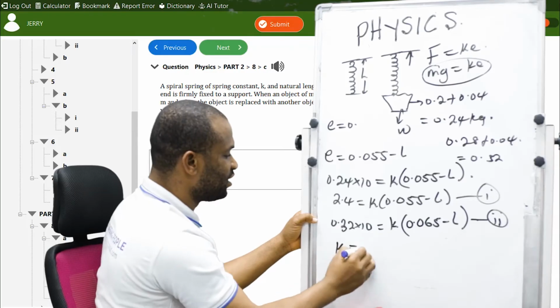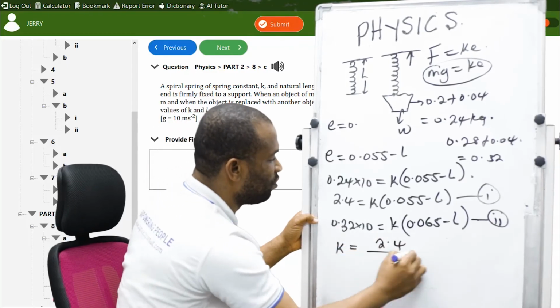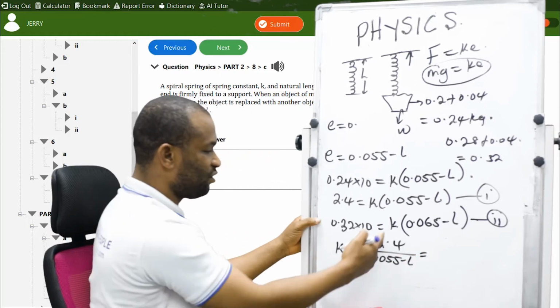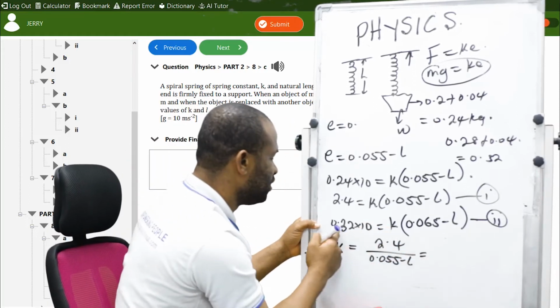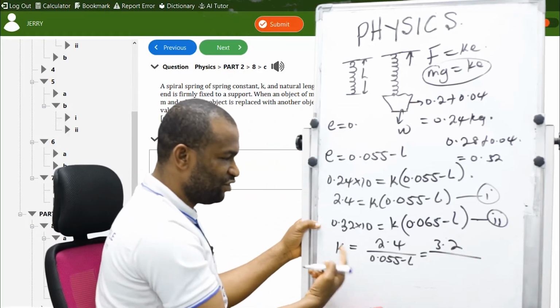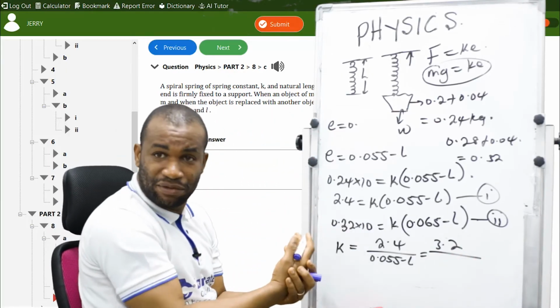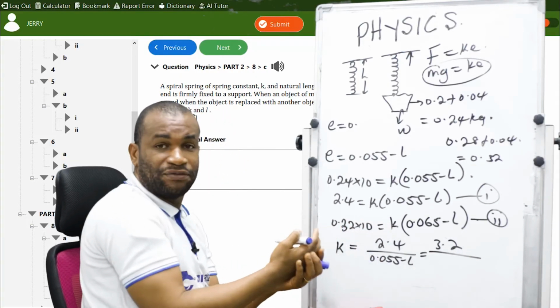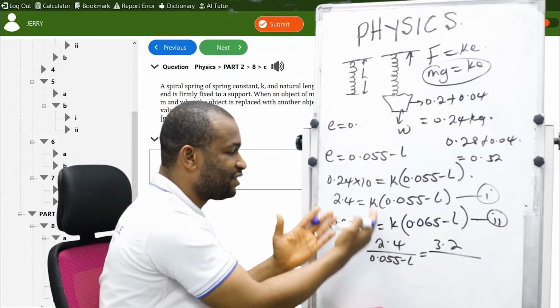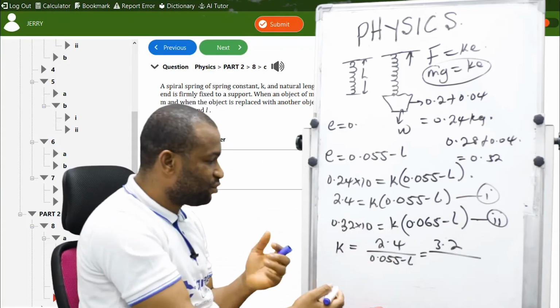Therefore, I'm going to say K is equal to 2.4 all over 0.055 minus L, and another K is going to be 3.2 all over. I'm making K the subject of the formula in the first equation, and I'm making K the subject of the formula in the second equation. Then when they are the same K, I equate them. That's just what I'm doing.